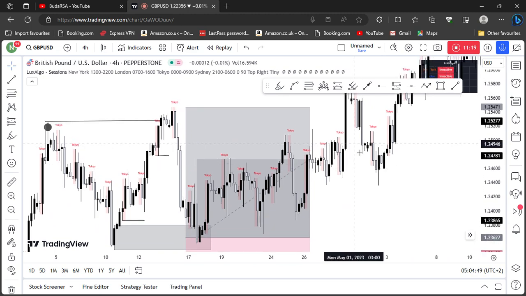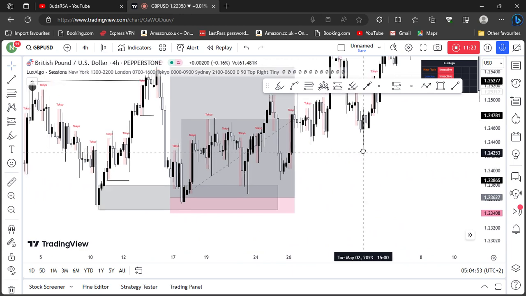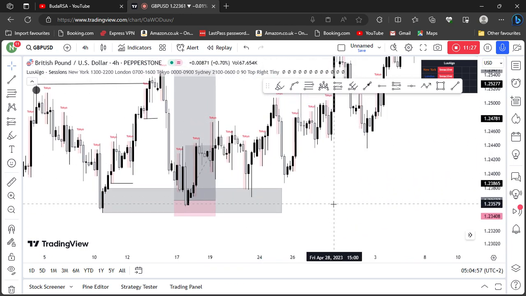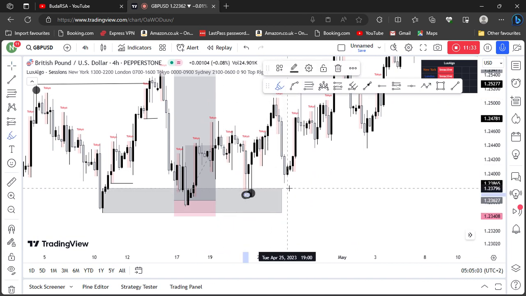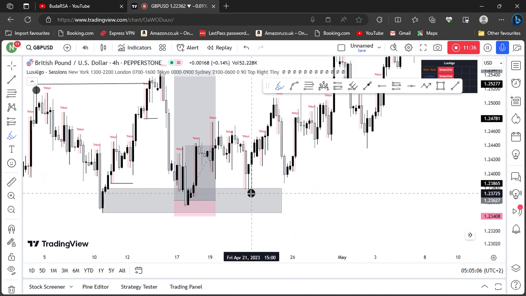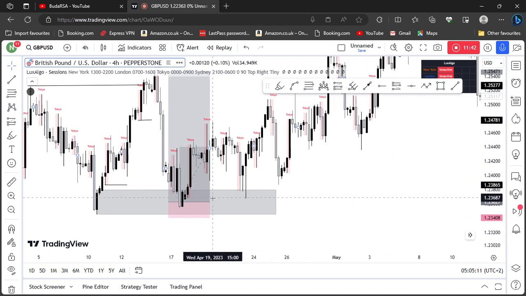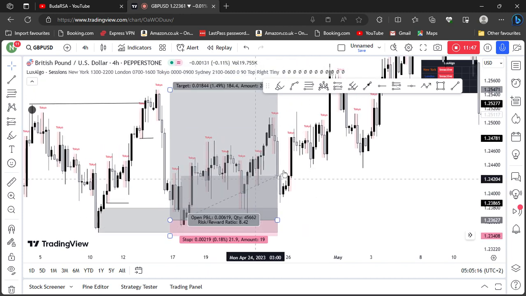It even gave me an entry right there as it tapped into my order block again. I don't know if you guys can see this. As the price tapped into my order block again, it gave me another entry right here, which I could have taken, but I didn't take it because I didn't want to be greedy. I didn't want to go full margin on my account. So I left that entry there, but I targeted my highs on my previous trade.